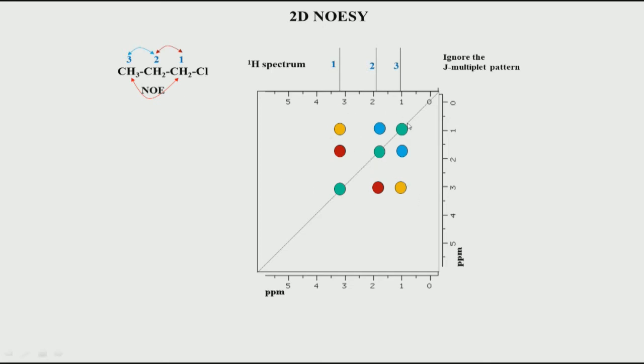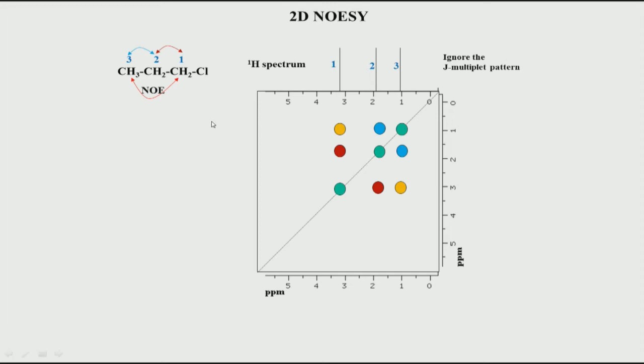So, you see this looks like a TOCSY experiment. Remember in TOCSY also we saw that 1 is J coupled to 2, 2 is J coupled to 3. So, 1 to 3 gets J coupled through the intermediate 2, and we saw a 3 by 3 cross peak pattern, the same thing here. So, then what is the difference between NOESY and TOCSY?